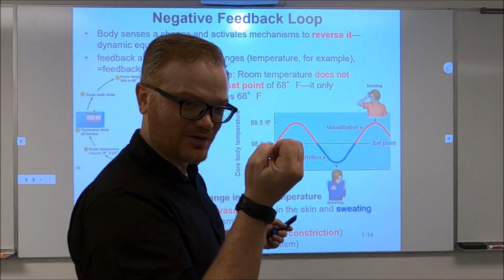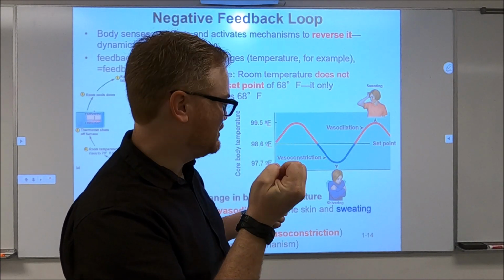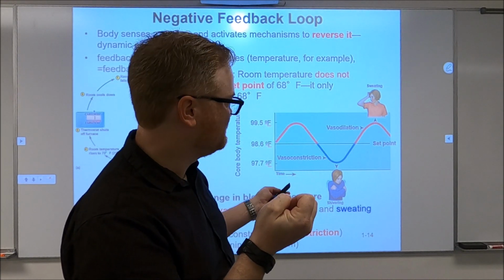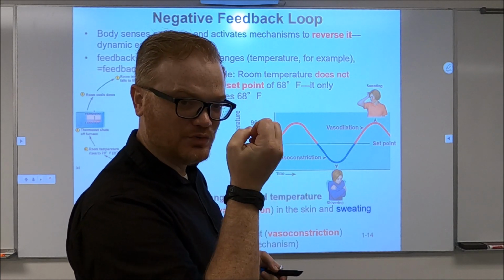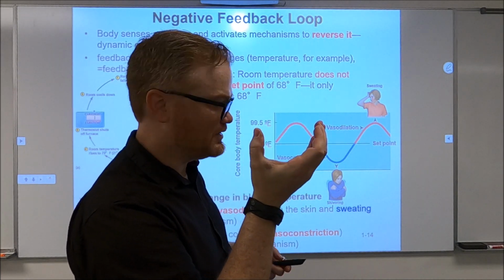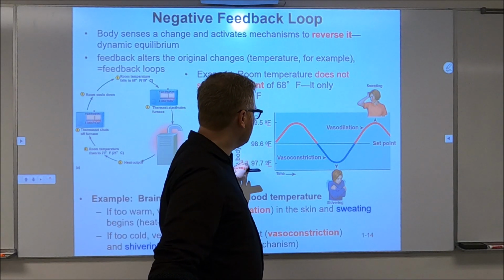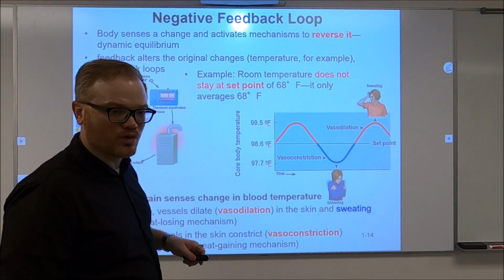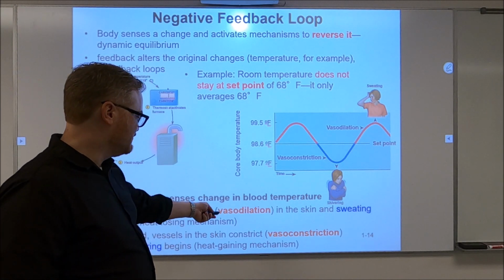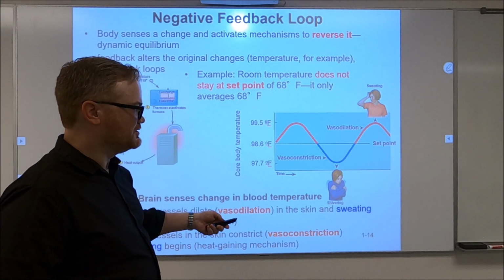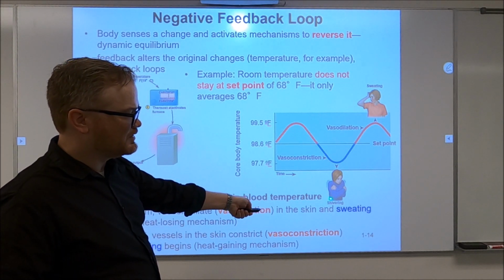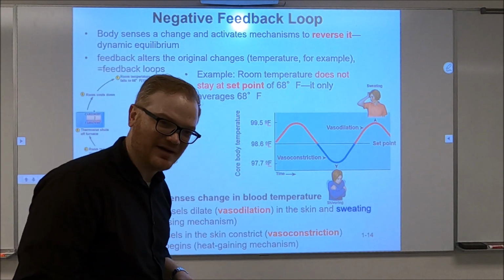Vasoconstriction, to get smaller, to decrease the amount of blood flow, in this case to the skin. Vasodilation, to increase the diameter of a blood vessel, increasing blood flow to the skin. This is one of the ways that we help to regulate our core body temperature: vasodilation and vasoconstriction. Shivering when you're very cold, sweating when you're very hot.